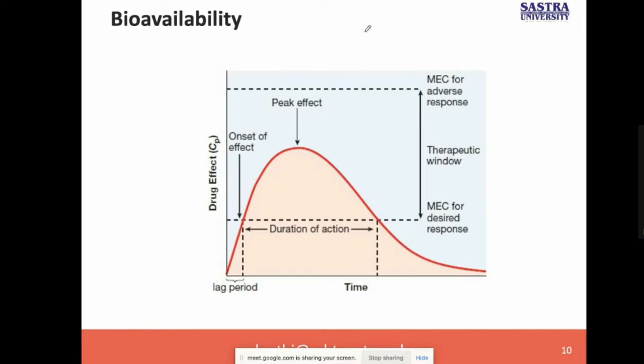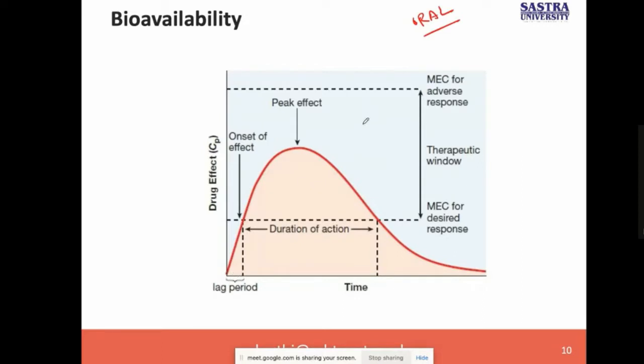Plasma is a small part of blood. If you centrifuge the blood sample, it will separate into two layers. One layer is what is called the plasma, a yellowish fluid. The mode of administration for this drug molecule is oral. Many times we discuss that the initial concentration is zero.